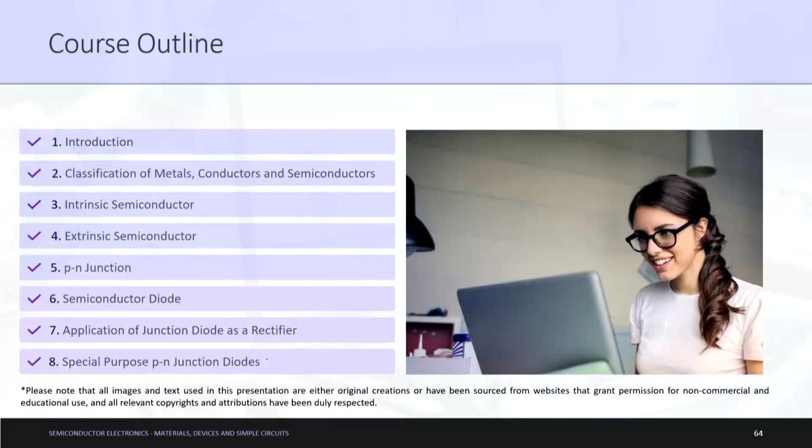I am Sameer Lavankar. Let us begin our discussion. Currently we are on the 8th topic, special purpose PN junction diodes. Here, the first thing we understood was Zener diodes, and the second thing we are understanding is based upon optoelectronic devices. Let us start the discussion directly.